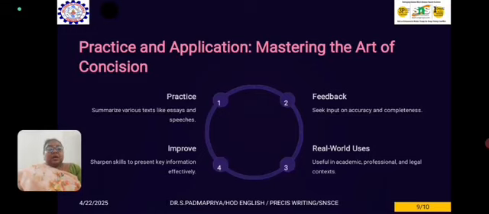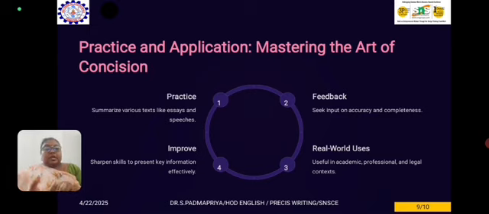Next is practice and application, where we will have a small practical exercise: summarize various texts like essays and speeches. To practice précis writing, you can take any content in a book, go through the paragraph, and cut it short. You can practice summarizing it or putting it in a shorter form. Then you have to go for feedback. You look at input on accuracy and completeness: how accurately you have taken the content from other sources and how you have incorporated it in your précis writing.